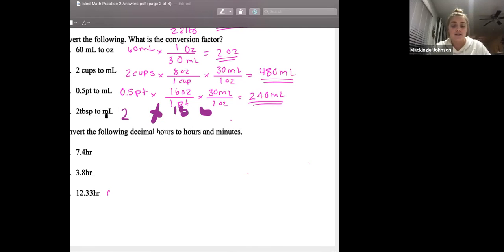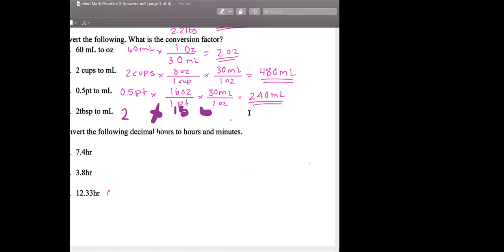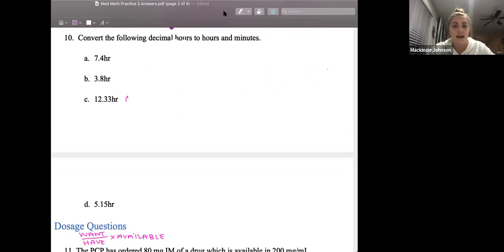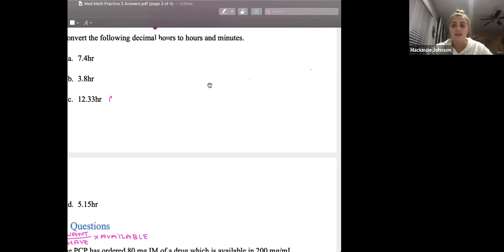Okay. So we'll do our 2 tablespoons to milliliters. So we'll times 2 by 15, which is going to give us 30, right? Okay, cool. So convert the following decimal hours to hours and minutes.